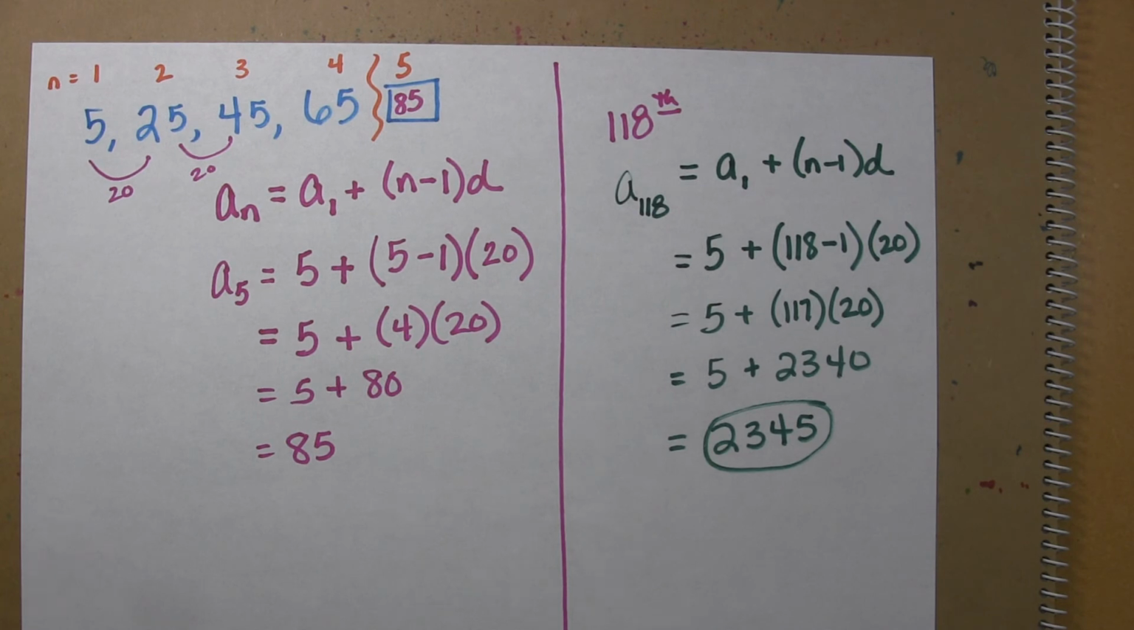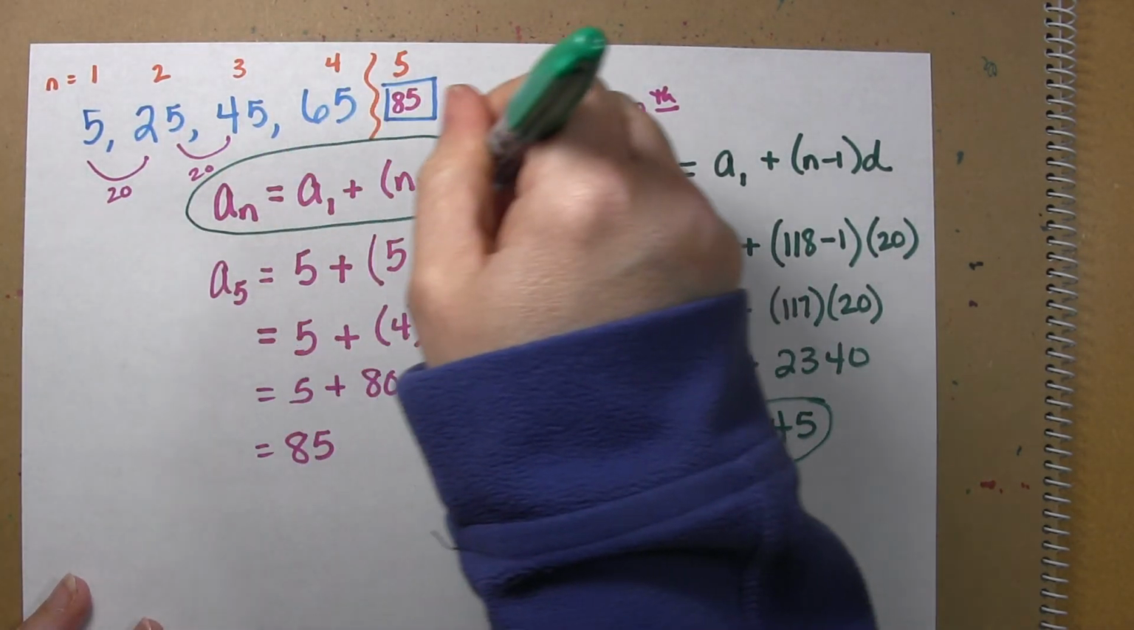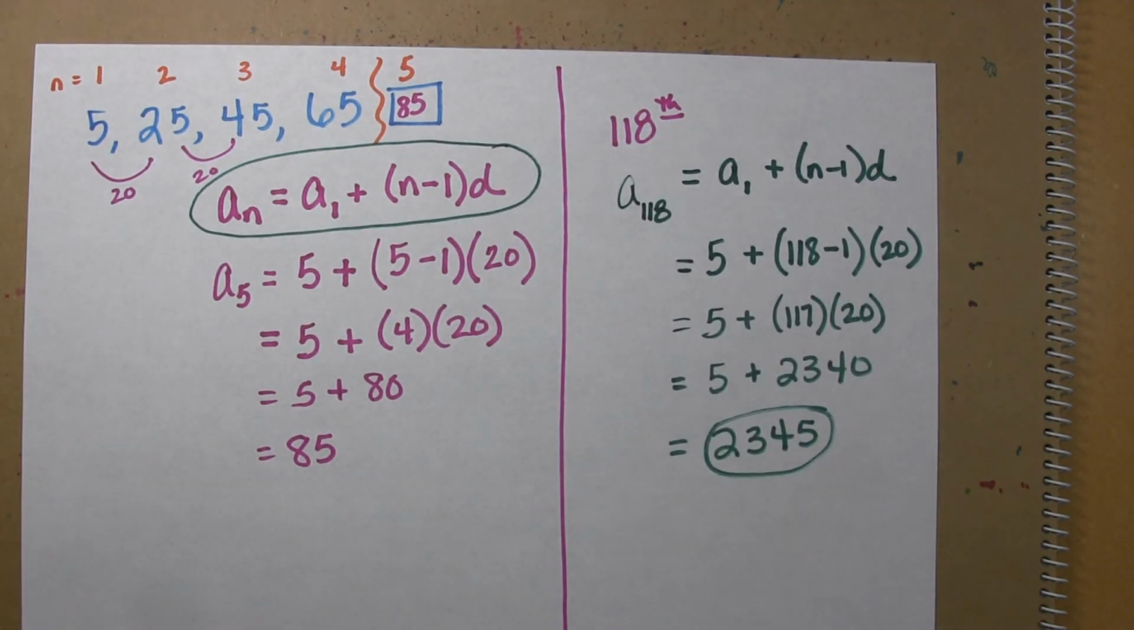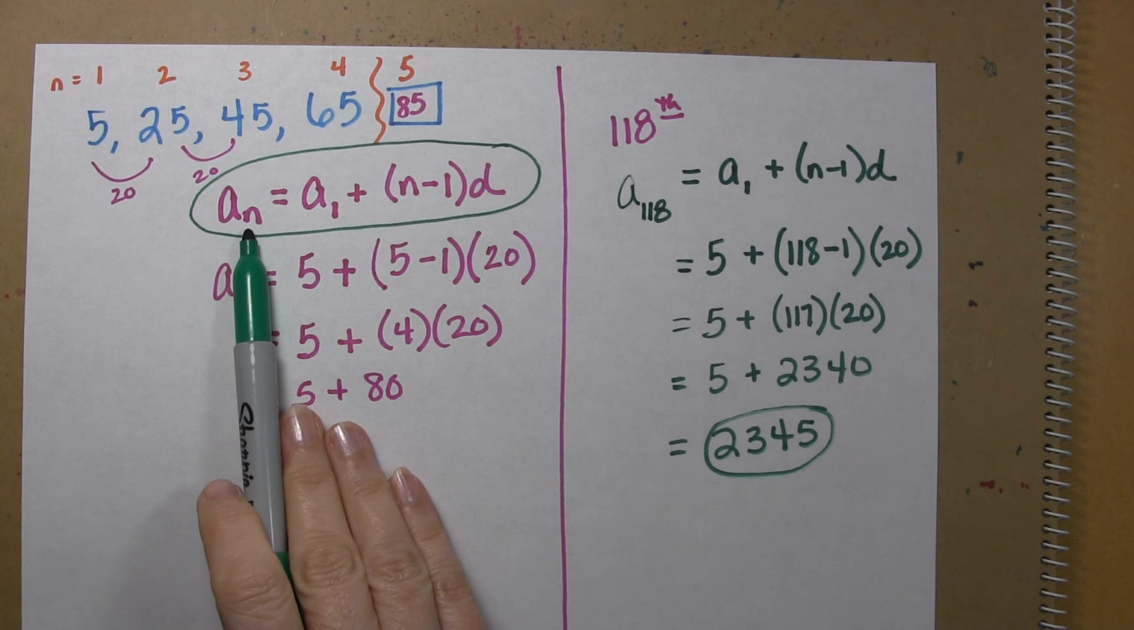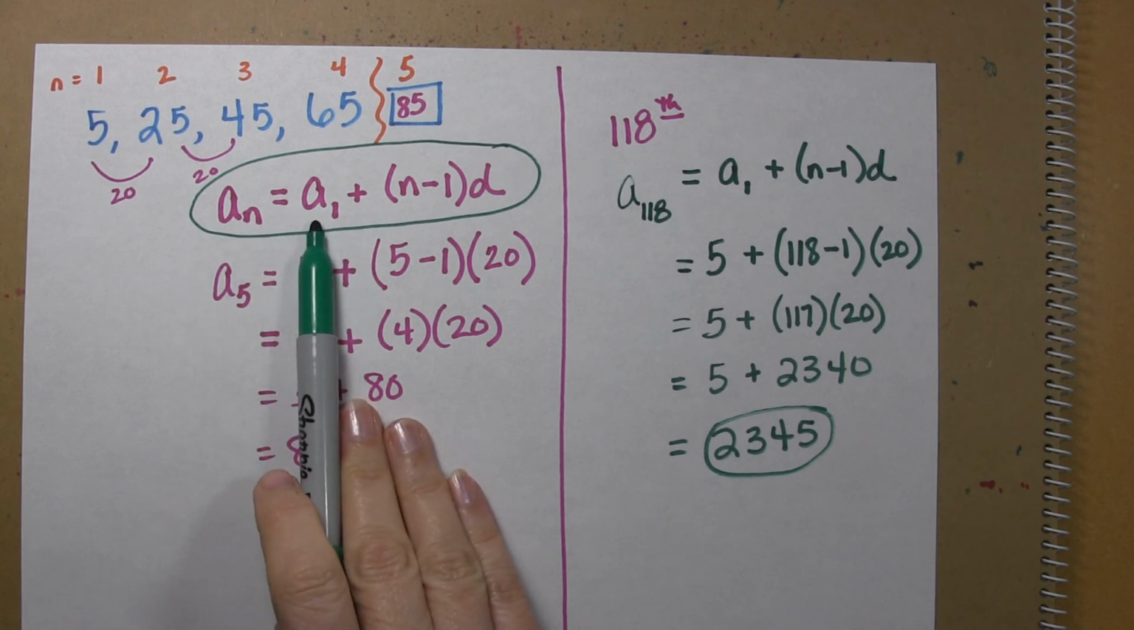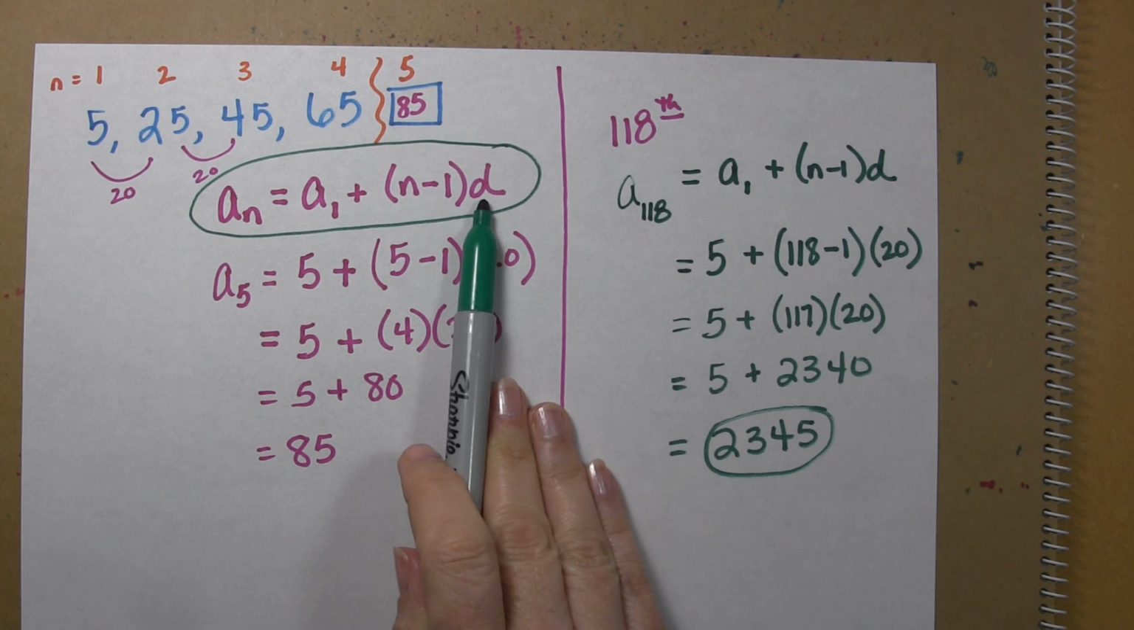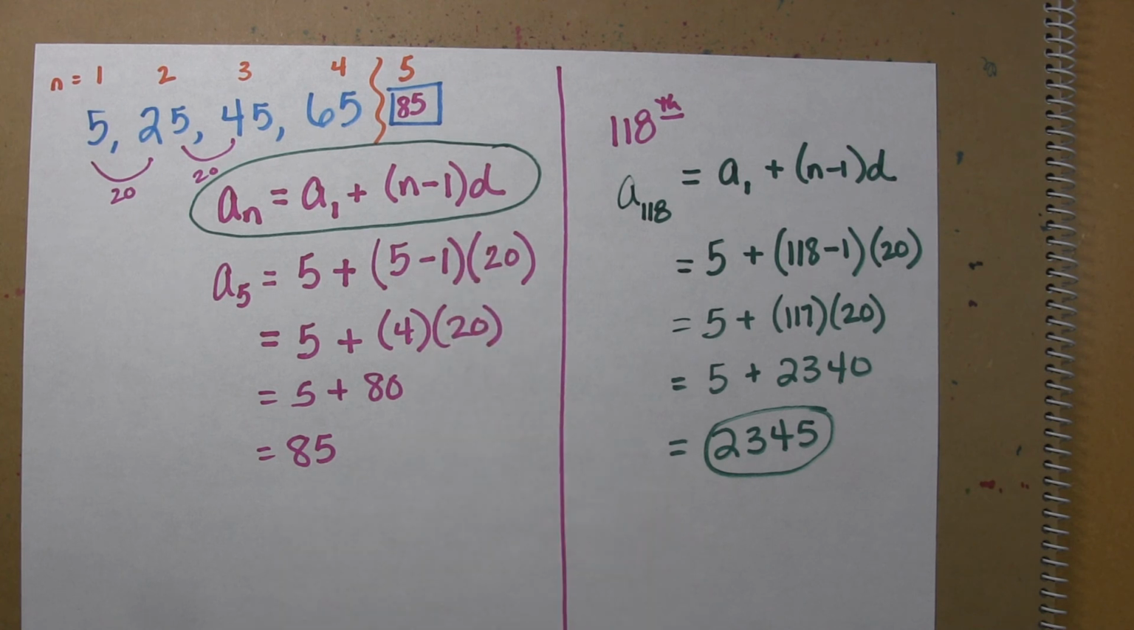So that is what you need to know about arithmetic sequences. a sub n is the term you're looking for. a sub 1 is your first term. And d is the distance between the terms. All right, make sure you have that in your notes. You will use it a lot.